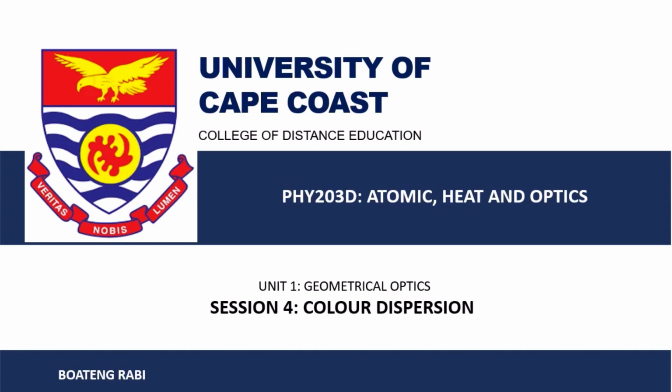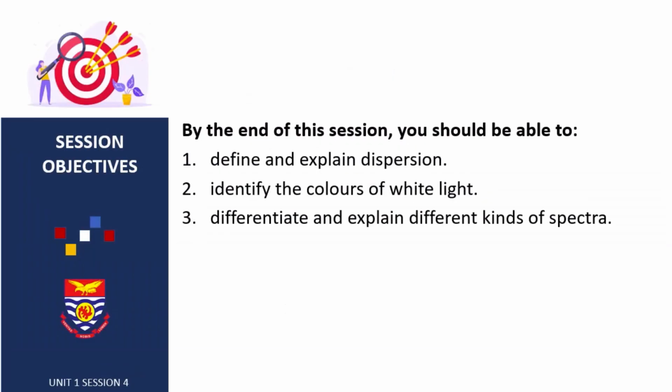Let's look at the objectives. First is to define and explain what a dispersion is. Second, identify the colors of white light. And lastly, differentiate and explain different kinds of spectra.